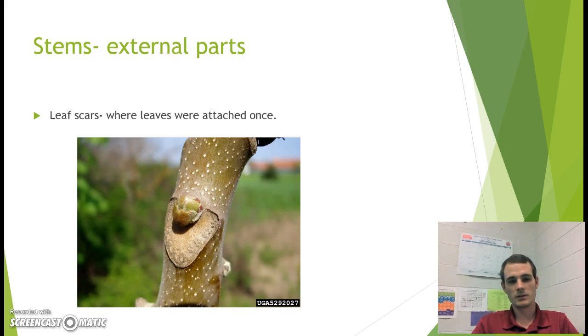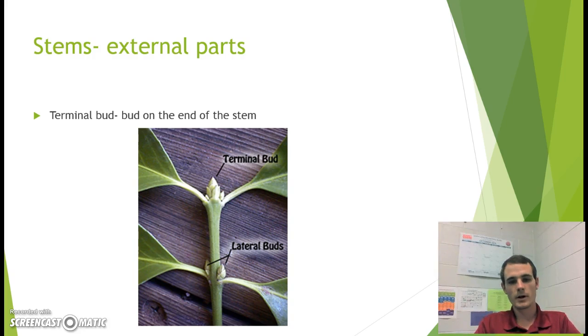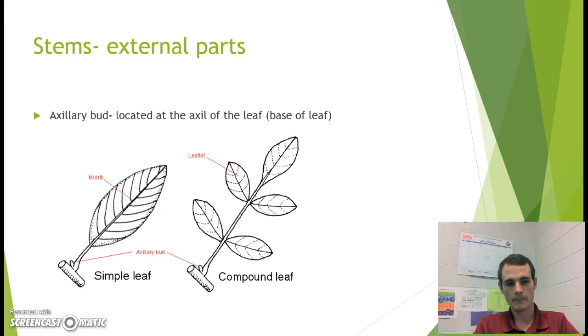Leaf scars. Leaf scars are where leaves once were attached to the plant. As you can see, there's a bud right there in the middle. It's the green object. And then right below, you see this V-shaped area where the leaf was once attached. So it was ripped off or it fell off and it left a leaf scar. The terminal bud. The terminal bud is at the tip of the plant. Terminal means end, and so it is the end of the stem on the very top.